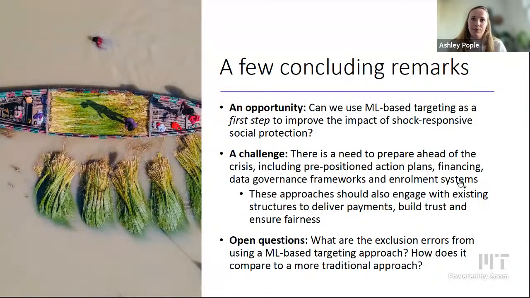So to conclude, machine learning-based targeting could be used as a first step to improve the impact of these shock responsive social protections. There is a challenge in that there's a lot of effort that needs to go into preparing for this. There's a lot of infrastructure that needs to be put in place before these can work. And importantly, these approaches should be integrated within existing structures rather than operating in parallel. And there are a lot of open questions. It's not evident that this is necessarily the most optimal approach going forward. So there's a lot of research that could be done exploring, for example, exclusion errors: who is being excluded, who is being included, etc.